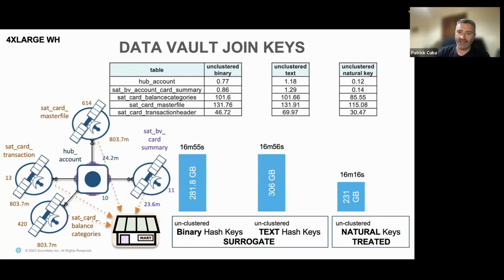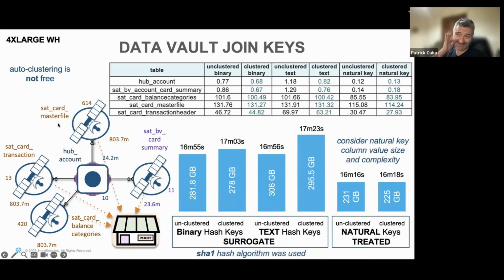What you'll notice is when I clustered, the join performance got worse. And I tested this over and over again. The storage footprint is better. It's much smaller, but the join isn't that great. You know, still 16 minutes, a long time to wait for hundreds of millions of records, at least for Snowflake users.